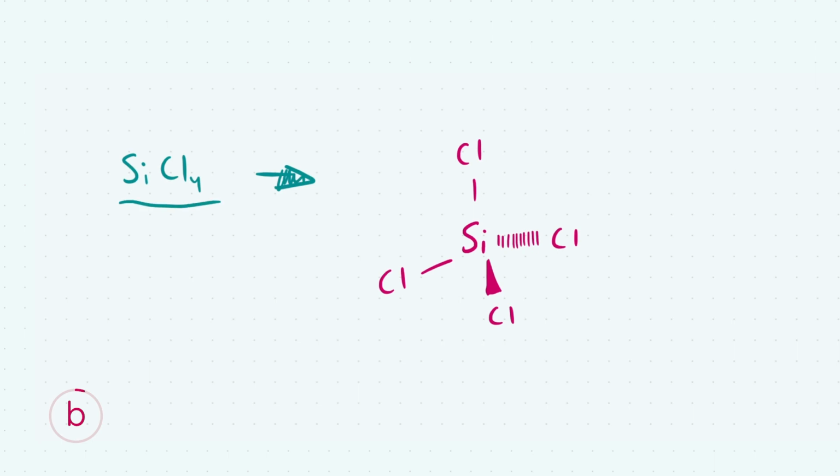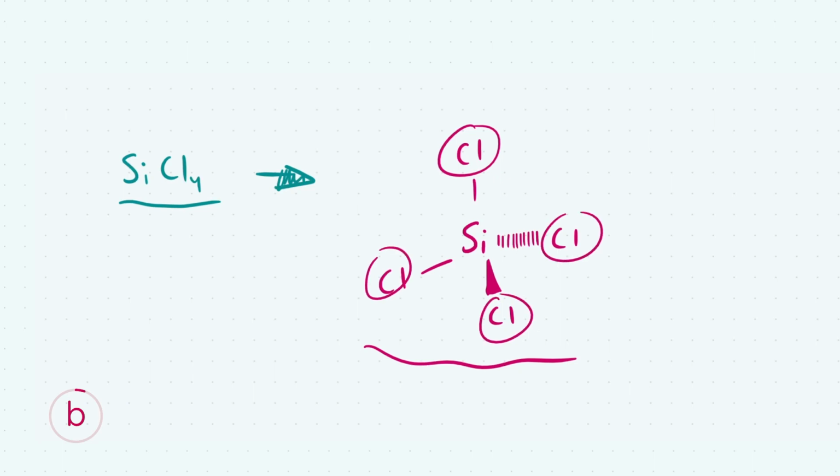What I've done here is I've drawn a central silicon atom with 4 chlorines, all orbiting. So 1, 2, 3, and 4. And these chlorines are all going to have single bonds with the silicon. So when we're observing this molecule, what you'll notice is that there's no actual lone pairs. They're all bonding pairs. There's 4 bonding pairs.